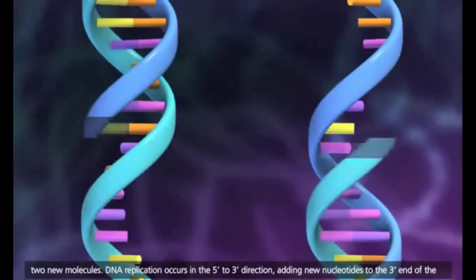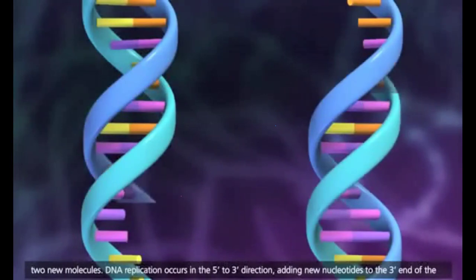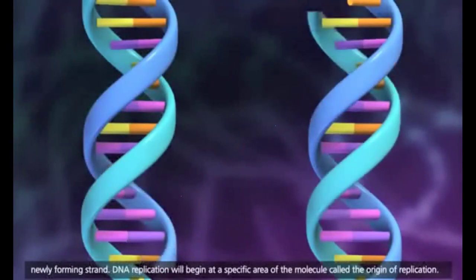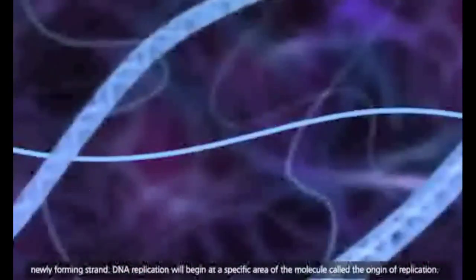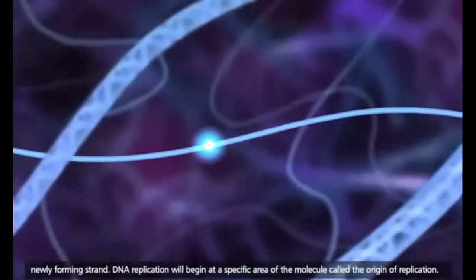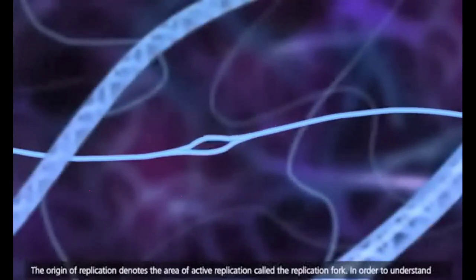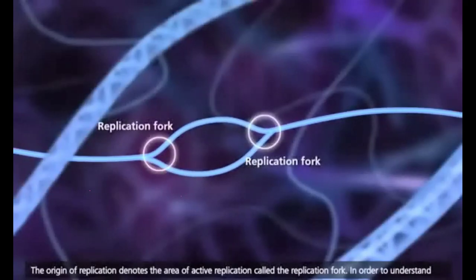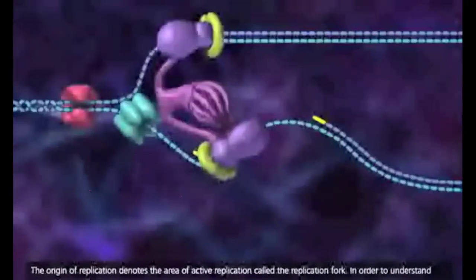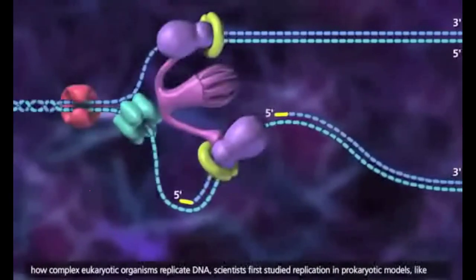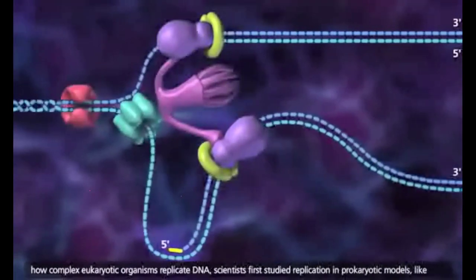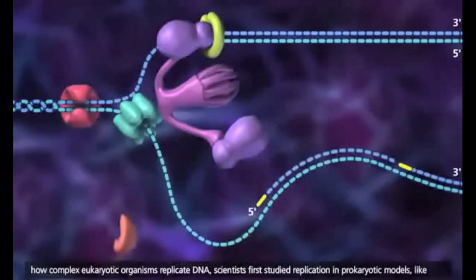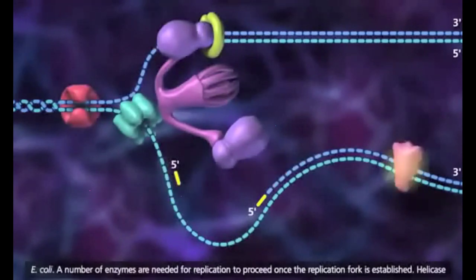DNA replication occurs in the 5' to 3' direction, adding new nucleotides to the 3' end of the newly forming strand. DNA replication will begin at a specific area of the molecule called the origin of replication. The origin of replication denotes the area of active replication called the replication fork. In order to understand how complex eukaryotic organisms replicate DNA, scientists first studied replication in prokaryotic models like E. coli.